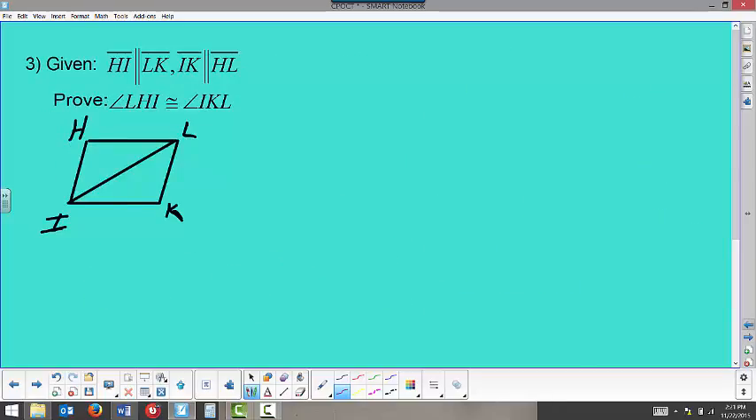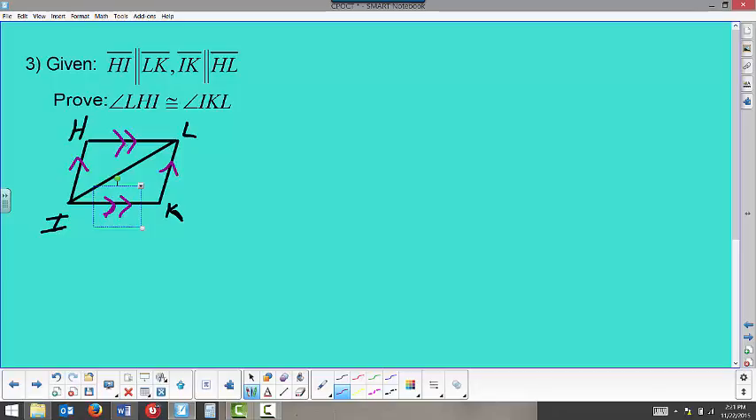So example 3, we're given that HI is parallel to LK, so I'm going to mark up my figure. Remember, those arrows mean that it's parallel. And I also know that IK is parallel to HL. And this time I'm not proving that two triangles are congruent. I'm proving instead that angle LHI is congruent to angle IKL.